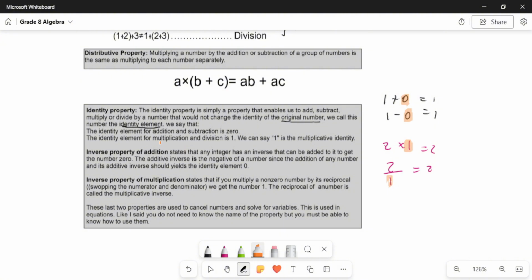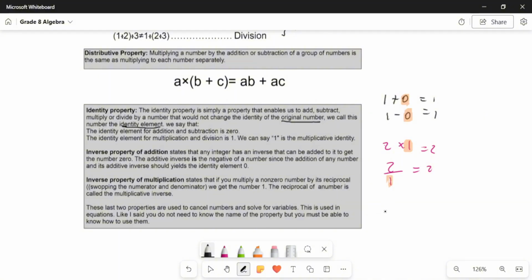Right, so you need to keep these principles at the back of your mind. When we will use this will obviously be at later grades, but you need to understand what these things mean. The inverse property of addition states that an integer has an inverse that can be added to it to get the number 0. So the additive inverse is the negative of a number since the addition of any number and its additive inverse yields 0.